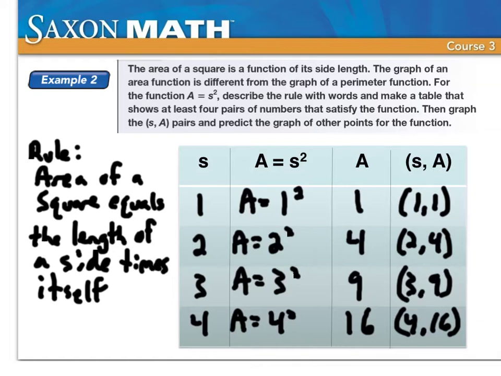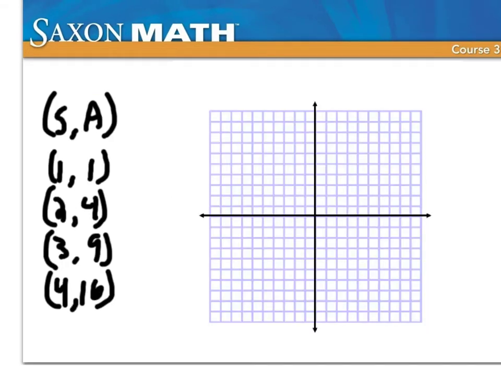Now it says we're going to graph these pairs that we got and predict the graph of other points for the function. So let's go ahead, we're going to do that part on the next slide. Okay, so when we graph these, again, we're going to have our input, our S scale over here, and our output, our A scale over here. Again, those correspond with X's and Y's. So our X is always side to side, our input's always side to side, and our outputs, our Y, is always up and down.